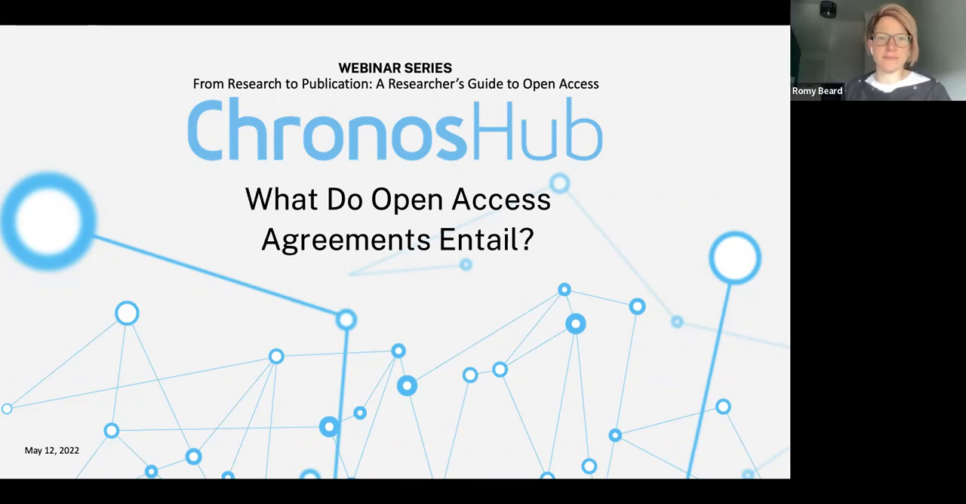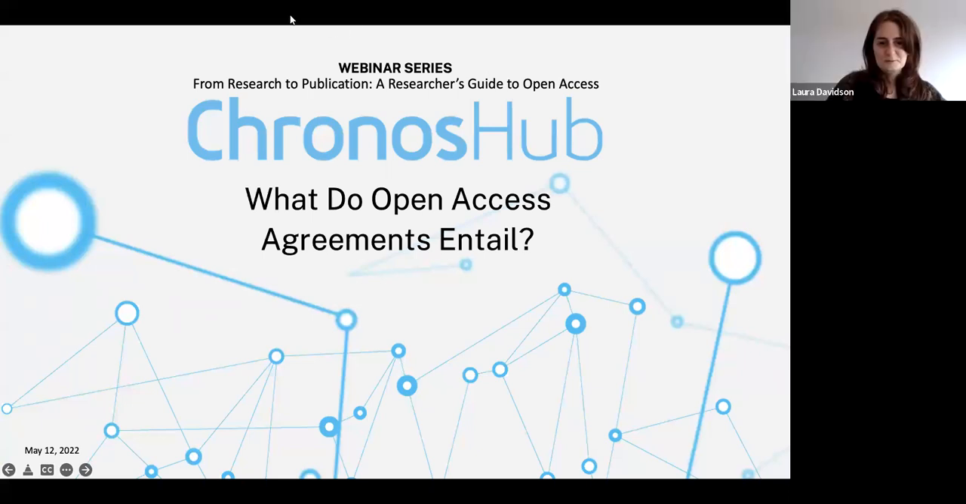Okay, so welcome to the fourth and final webinar in our series, From Research to Publication: A Researcher's Guide to Open Access. Today, we're going to be covering open access agreements, and what they entail. This webinar will be recorded like our previous three webinars, which are all about the researcher journey with open access. They'll all be on our website on the events page on kronoshub.io, and this one is going to be there too.